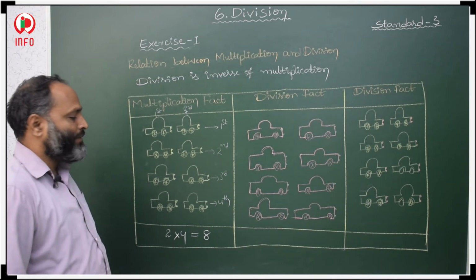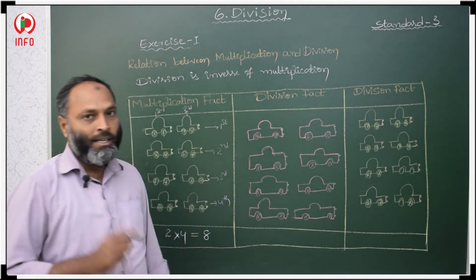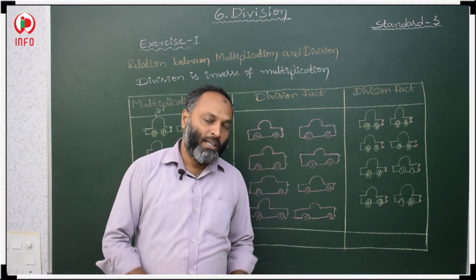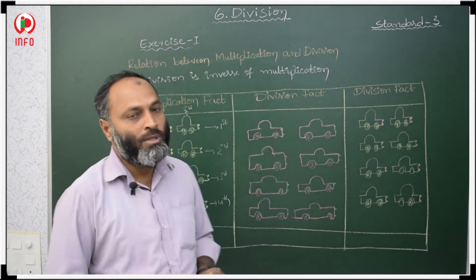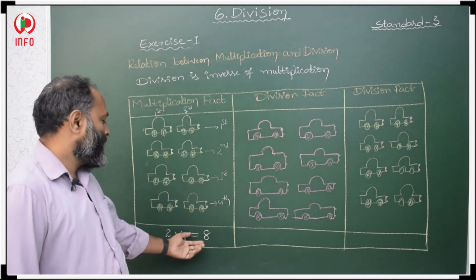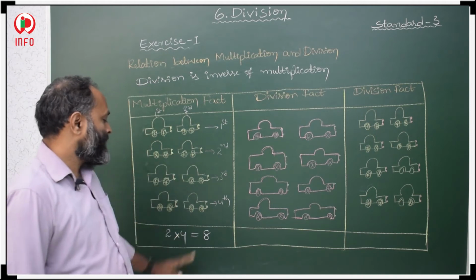Total how many cars we have? 8 cars. So what we did here? We find how many rows were there and how many columns were there. So we multiplied columns with rows. So 2 columns and 4 rows, then 2 4s are 8. So you will get total cars. How many cars we have? Total 8 cars we have.